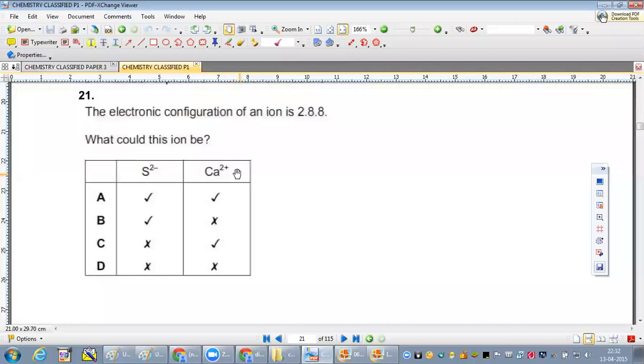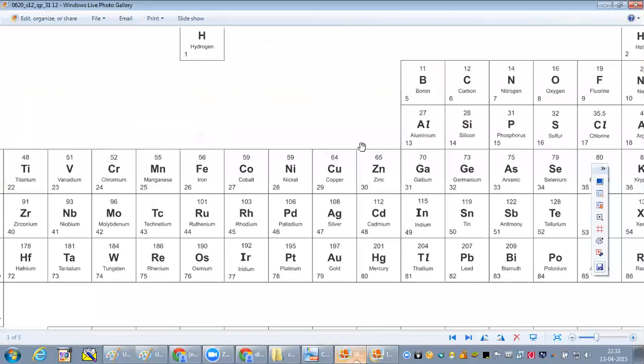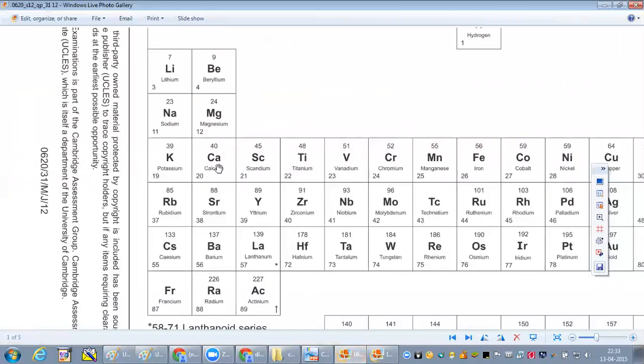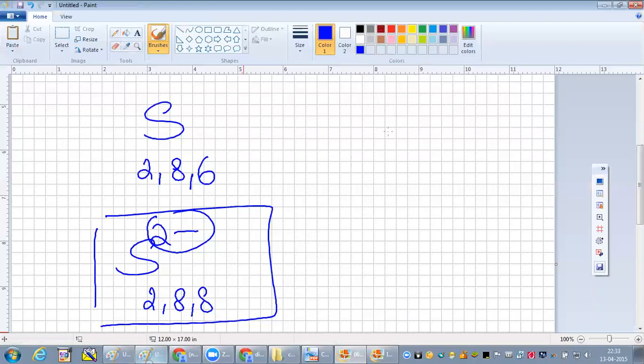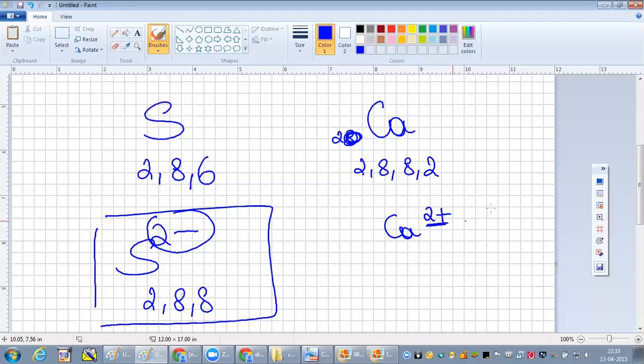We'll find out the electronic configuration of Ca2 plus. Calcium, if you look in the periodic table, is over here. Its atomic number is 20. Its electronic configuration will be 2,8,8,2. This all adds up to 20. When it becomes Ca2 plus, it's a positive ion. This is possible when it loses these two electrons. So the electronic configuration of Ca2 plus is also going to be 2,8,8.